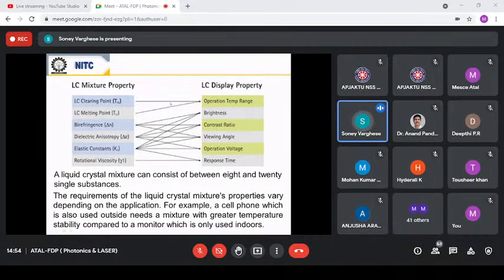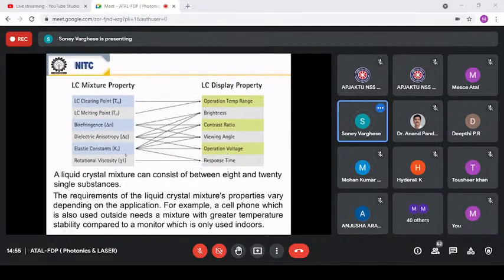The melting point is also a parameter. Then birefringence, that is connected to the brightness, the contrast ratio, as well as the viewing angle of your display. The birefringence is very important for these display systems. Then dielectric anisotropy, that is also connected to the brightness, the contrast ratio, the viewing angle, as well as the operation voltage, right? The dielectric anisotropy.